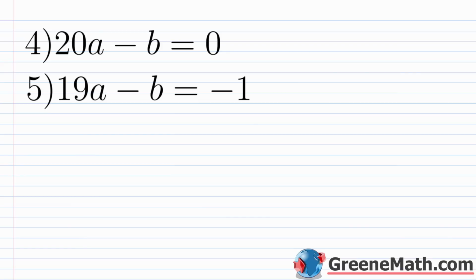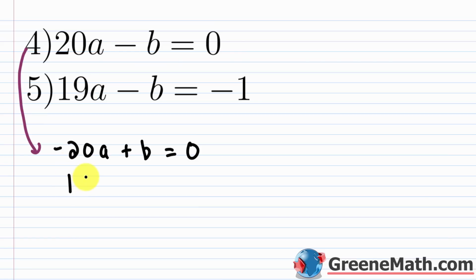So now we have our equations number 4 and number 5. I'm going to take equation number 4 and just multiply by negative 1. This would be negative 20a. This would be plus b. And this equals, multiplying 0 by negative 1 is still going to give me 0. So again, just changing the sign of everything. And of course, 0 times negative 1 is still 0. So this one you can just copy. So 19a, let me put a plus sign there, minus b is equal to negative 1.